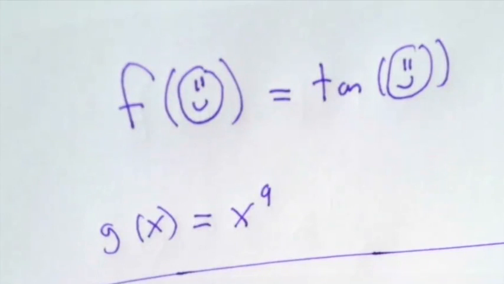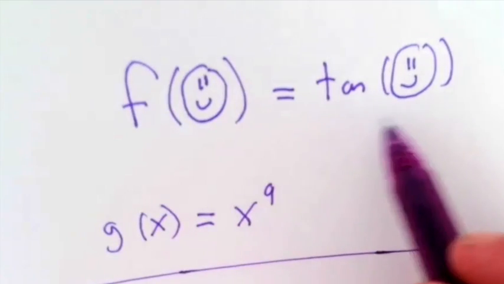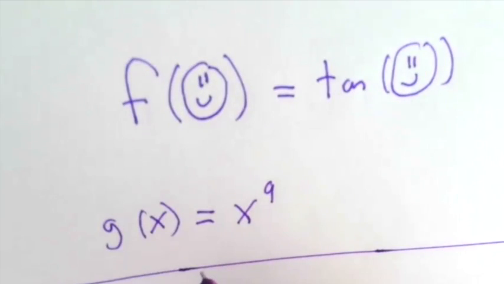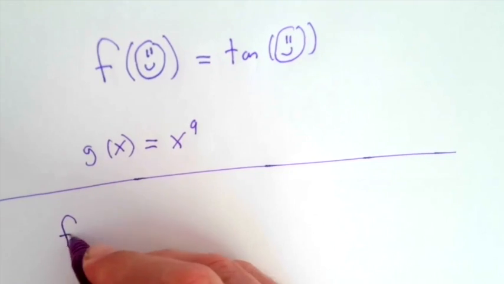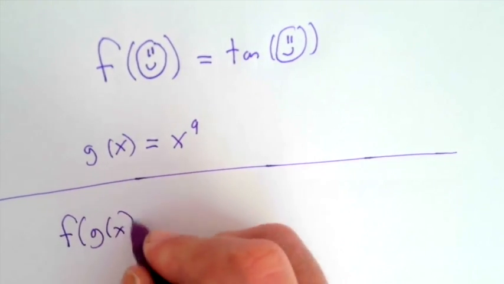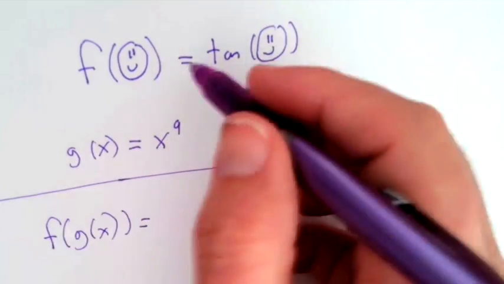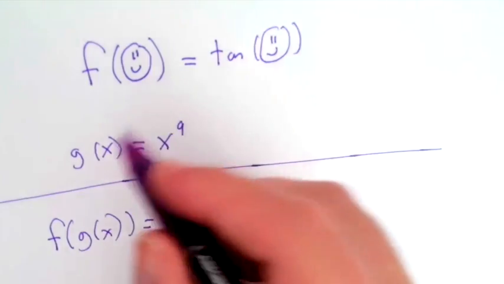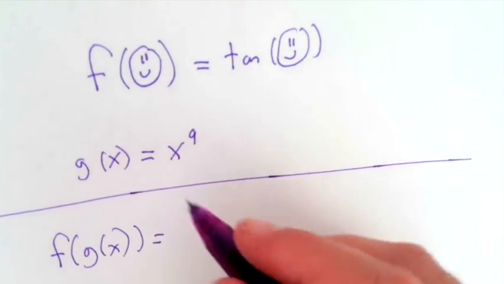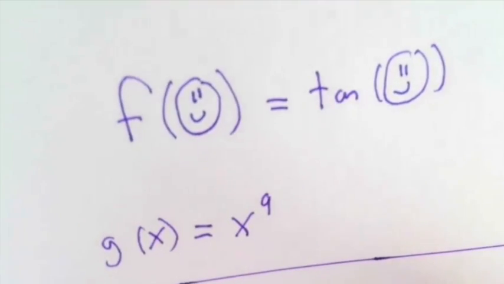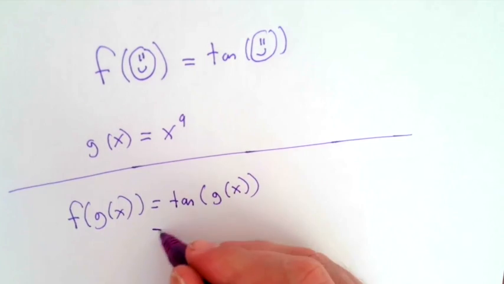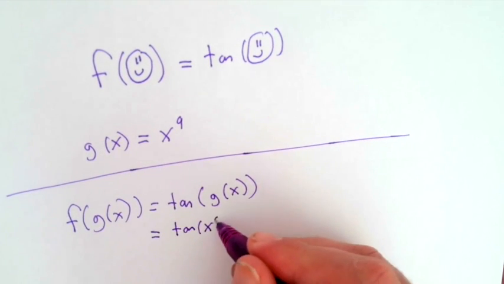So let's say we have two functions. We have f of smiley face is tangent of smiley face, and g of x is equal to x to the 9th. So what would f of g of x be? Well, I'm going to take f of smiley face, and I'm just going to replace smiley face with g of x everywhere that I see smiley face. So this would become tangent of g of x, which will be tangent of x to the 9th.